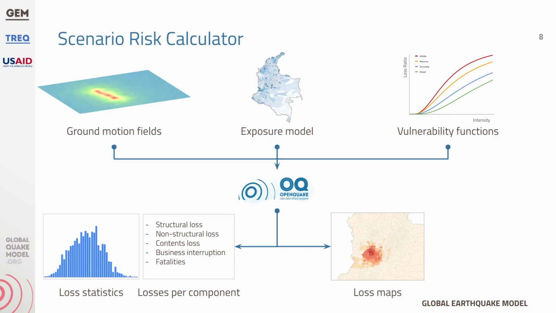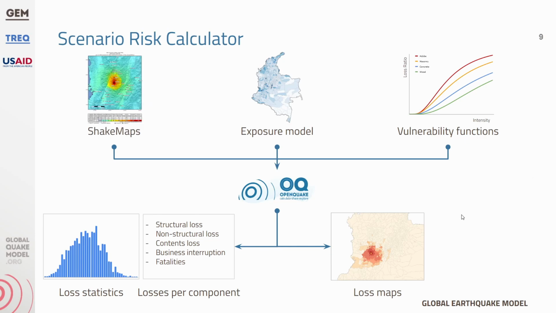So OpenQuake uses ground motion fields, the exposure model and the vulnerability model for each building class that we indicated or identified in the exposure model to estimate loss statistics per building class, per region, considering different components of the building stock, for example, structural or non-structural components, contents, business interruption. And we can also compute loss maps showing the spatial distribution of the losses across the region of interest.